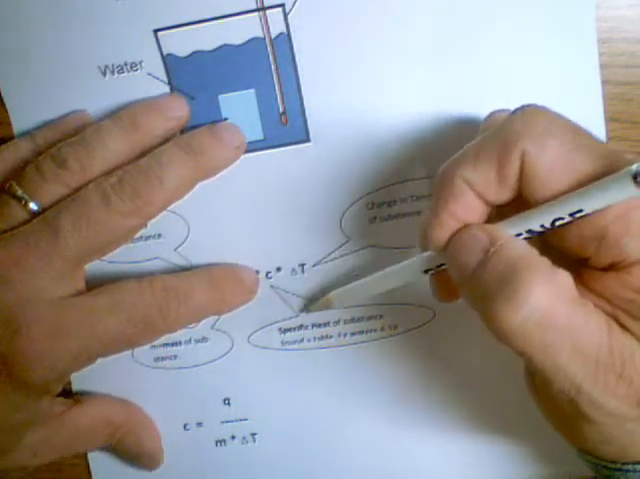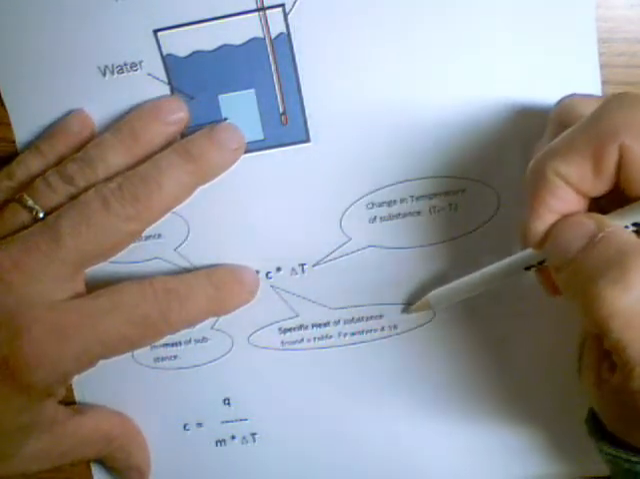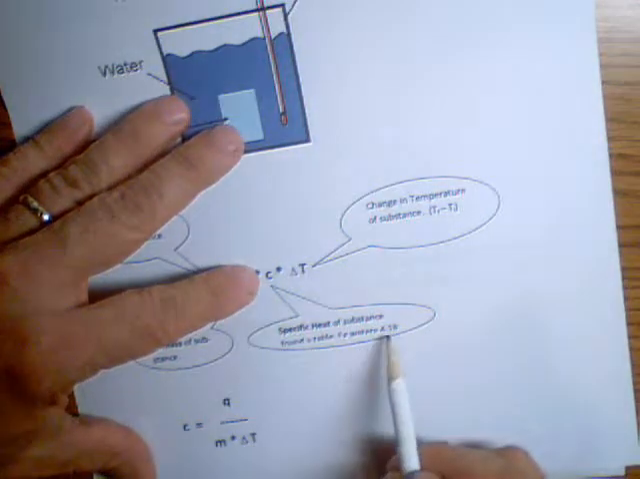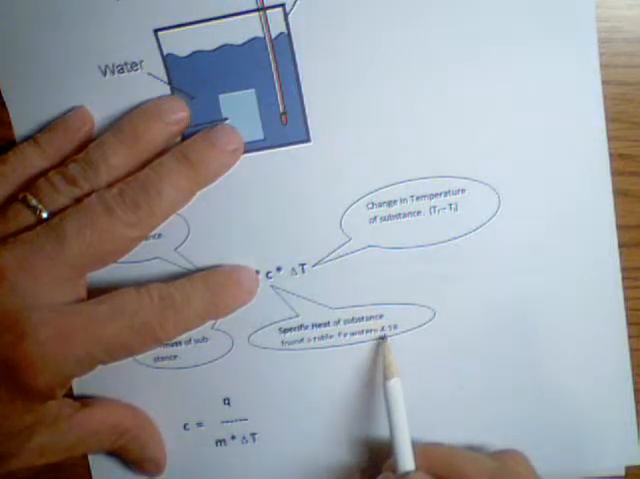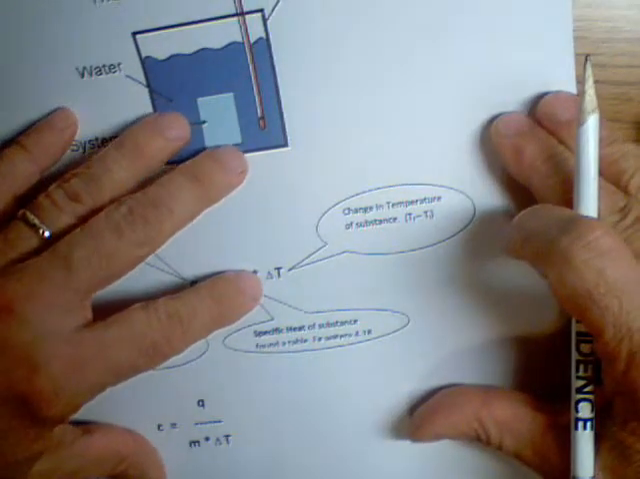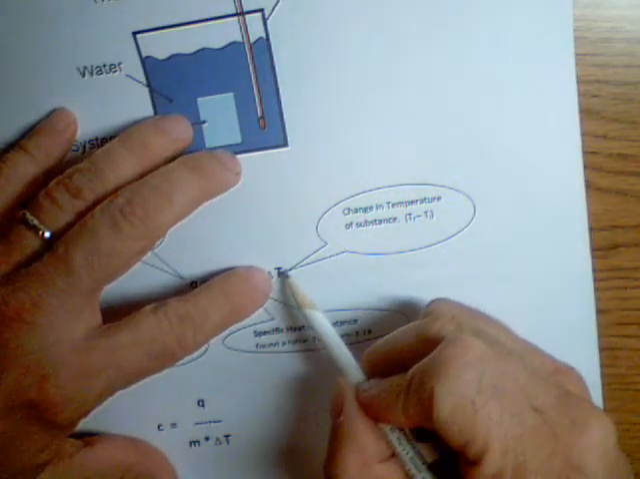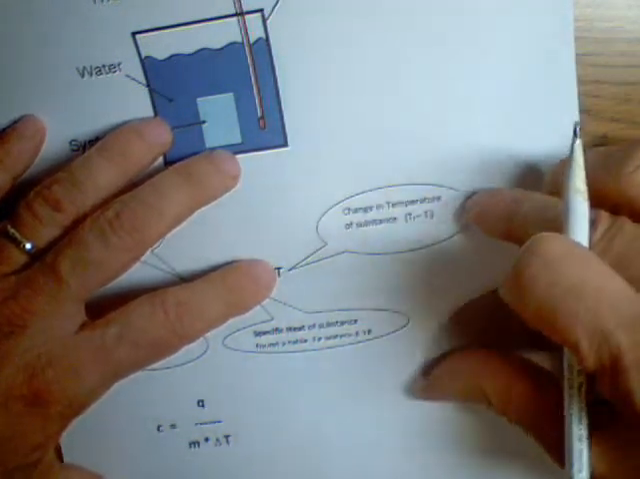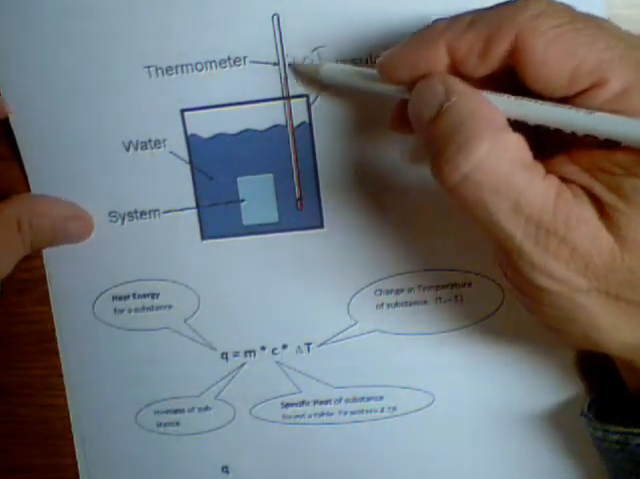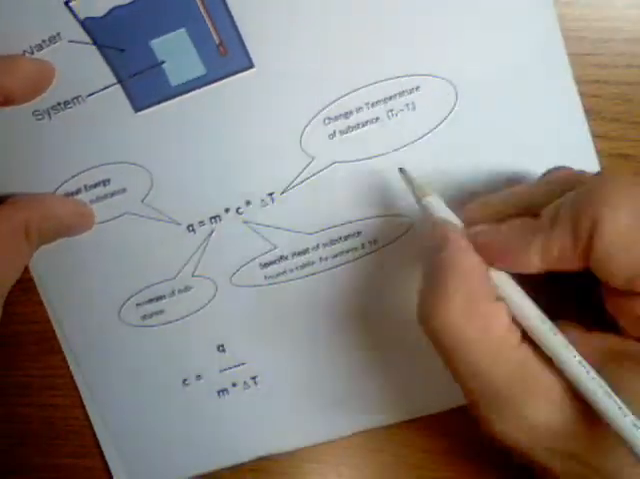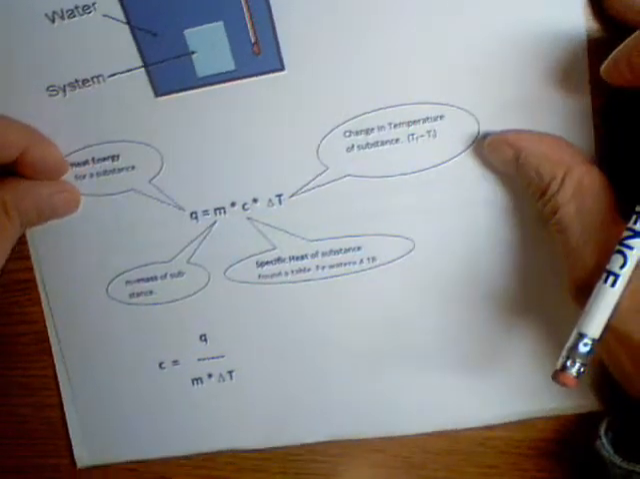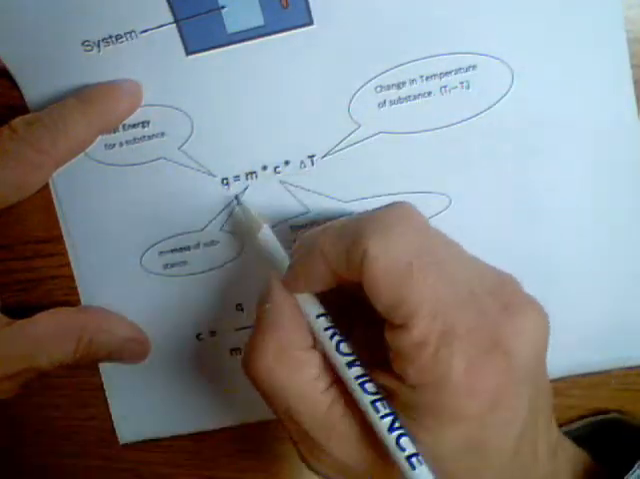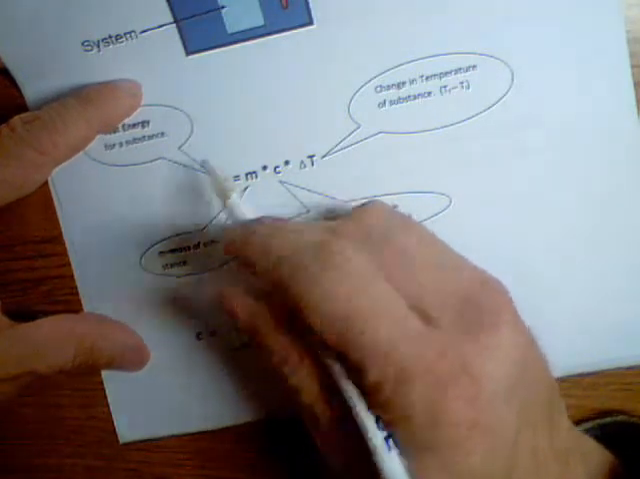C is the specific heat of that substance. It's found on a table, it's a constant, and for example, we said water was 4.18. Delta T, delta just means change, and T means temperature. These temperatures, of course, are in Celsius, and it's the change in temperature: the temperature final minus the temperature initial. So that's for determining Q, or the heat energy.